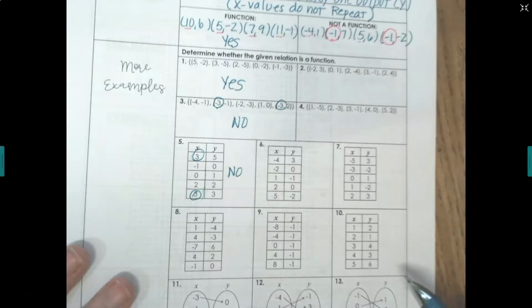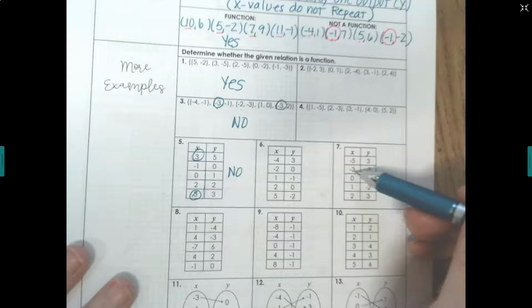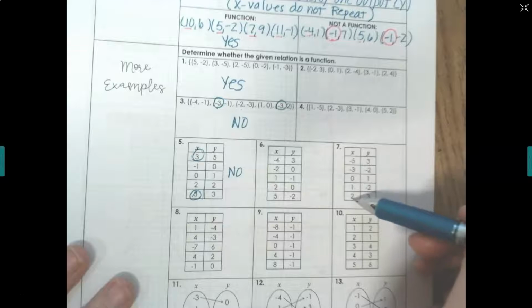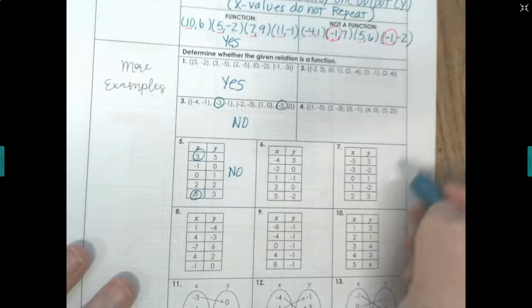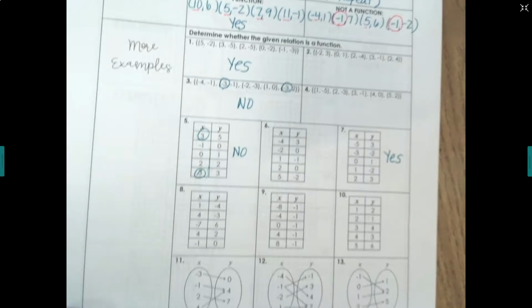Let's try it again with number 7. -5, -3, 0, 1, 2. None of these x values repeated. That makes this a function.